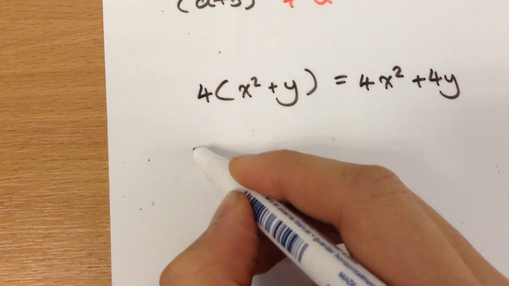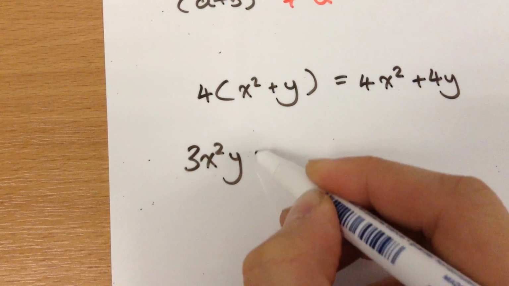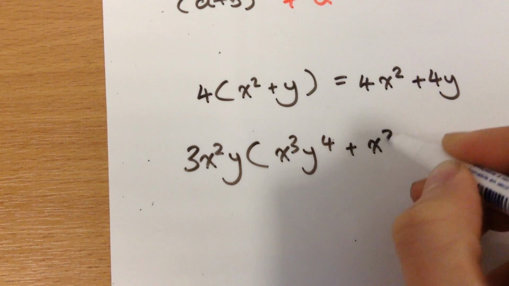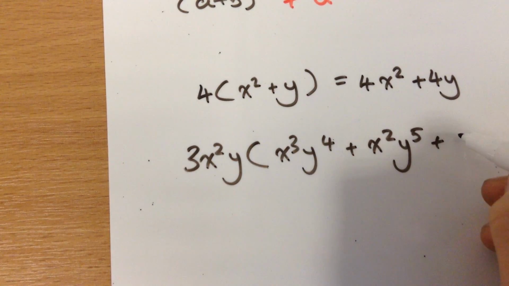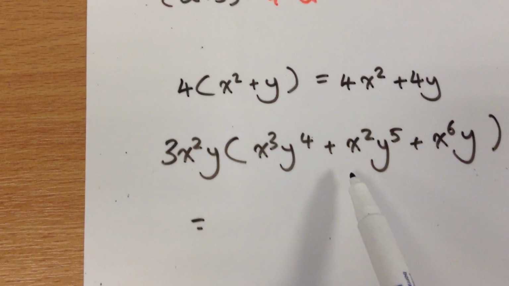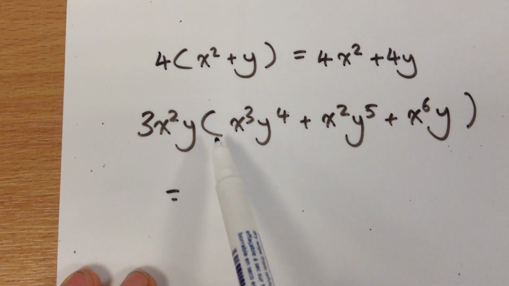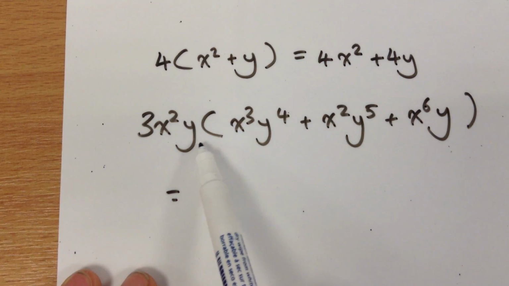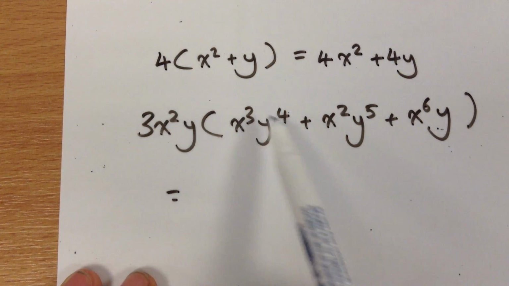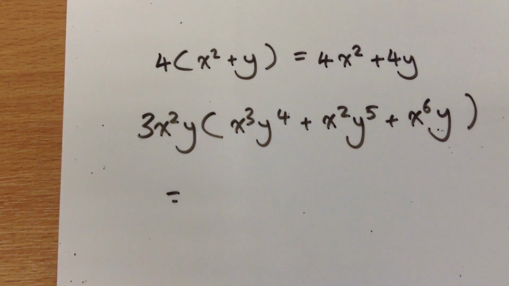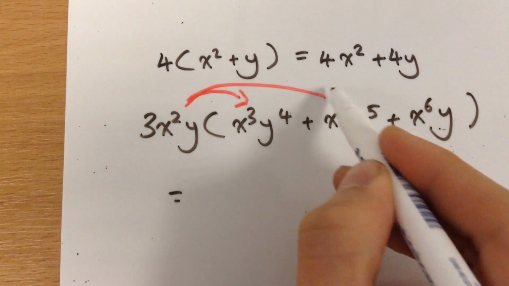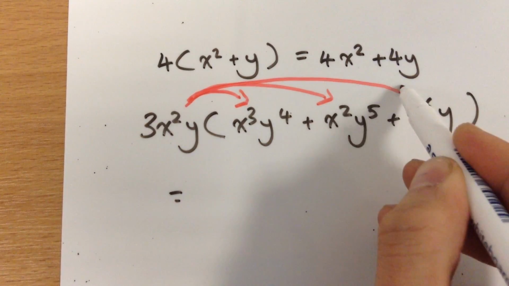If you have something more complicated, 3x squared y times (x cubed y^4 plus x squared y^5 plus x^6 y). Same thing, because the operation on the inside is addition, which is 1 order lower than the operation on the outside, which is multiplication, you distribute whatever's on the outside to the inside. So you take the 3x squared y timesing into every object on the inside of the bracket. You're taking 3x squared y multiplying by x cubed y^4, multiplying by x squared y^5, multiplying by x^6 y.